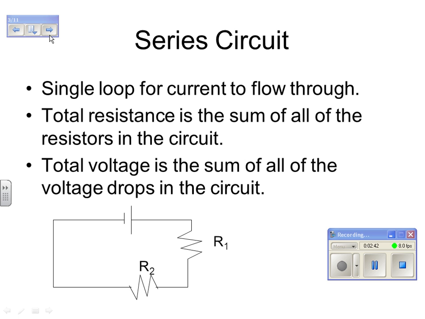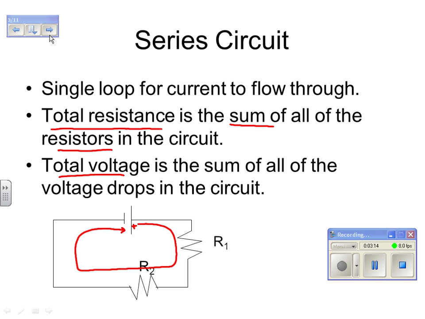Alright, so the first type of simple circuit is a series circuit. And this is a circuit that has one loop for current to flow. So in this case, the current starts here, and it only has one path to choose from to get back to the battery. No other branches to break off at, just one big loop. And this is important. The total resistance is the sum of all the resistors. And I'll show you the equation for that in a second. And just like we talked about previously, the total voltage is the sum of all the voltage drops.